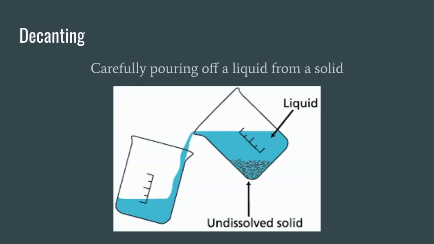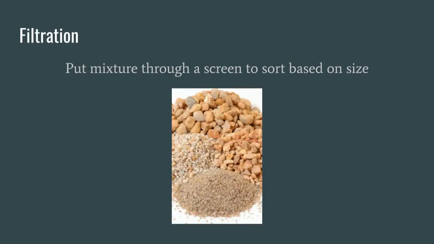Decanting. This one's a little bit tricky sometimes depending on the actual material, but decanting is if you have something solid and you have something liquid, you carefully pour off that liquid so just the solid is left. Now there may be some liquid left, so if it's something like water, you may have to let it dry, but you should be able to get the majority of the liquid separate from the solid just by very carefully pouring it off.